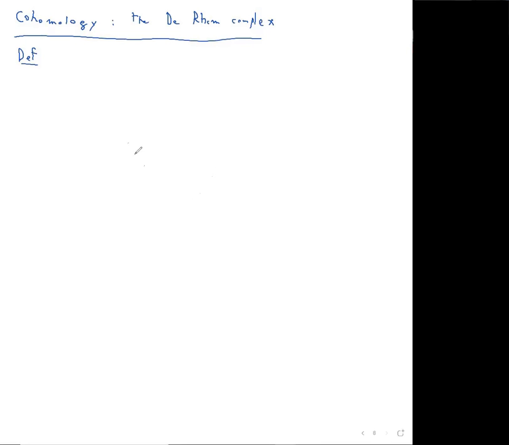So what is cohomology? We start with a family of abelian groups. So now we're switching a bit towards algebra. This is, in fact, the topic called cohomological algebra.